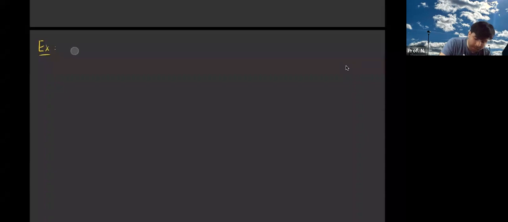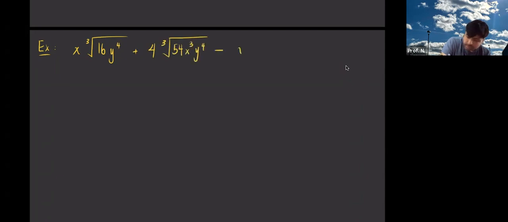What if I get x, the cube root of 16 y to the fourth plus 4, the cube root of 54 x cubed y to the fourth minus xy the cube root of 250y.